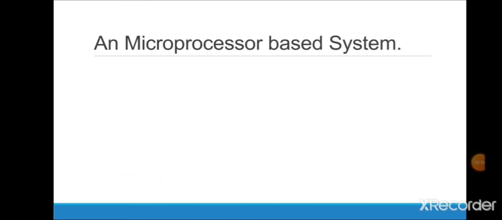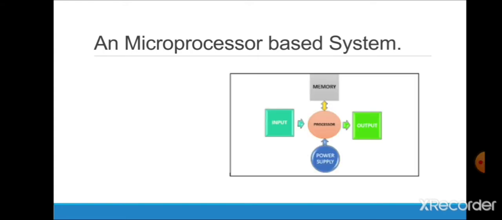First of all, we will take a look at a microprocessor based system. This is the block diagram of a simple microprocessor based system. Here we can see that there are four major components. First one is the input unit, which can be a sensor or a switch. Second unit is the output unit, which can be an LED, drive, or a motor. Third unit is the memory unit. A memory unit is a unit where programs are stored.